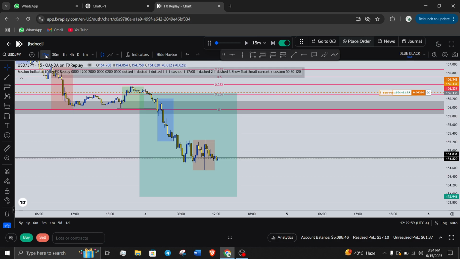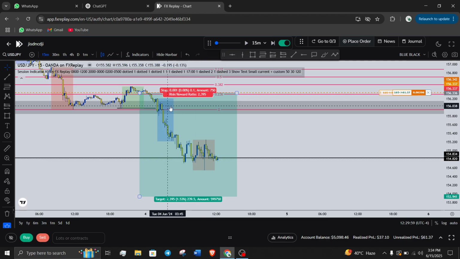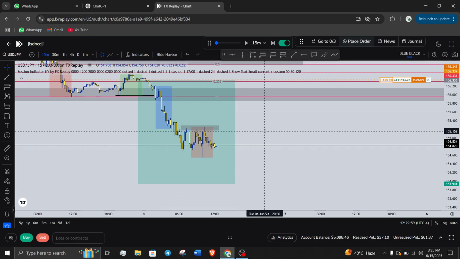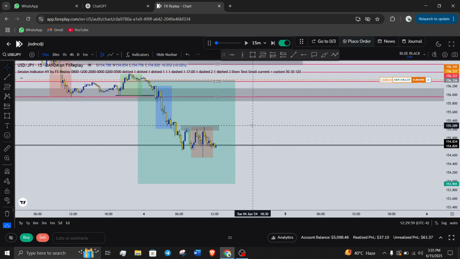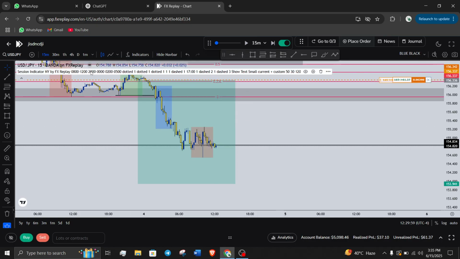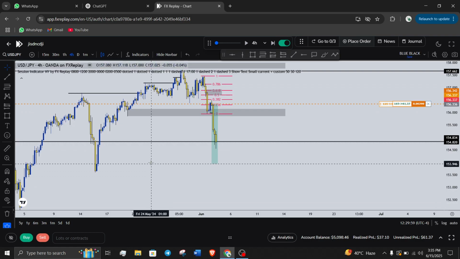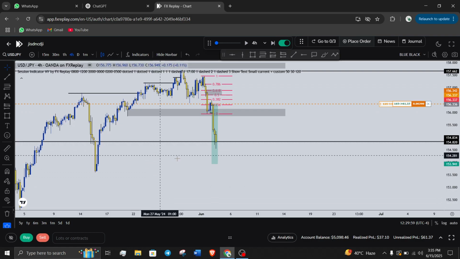Ideally, a stop above this high is good because below that sells are valid. But if we have a 30-minute closure above this zone, let me mark it, then the market might be reversing on us. So we need to look for that. Now, if we see the 4-hour zones, we haven't tapped there yet.